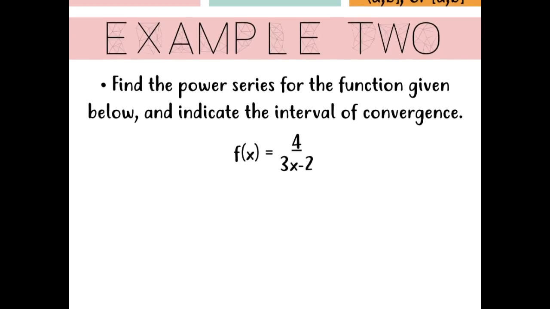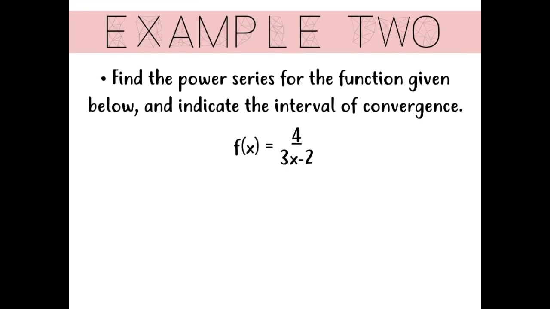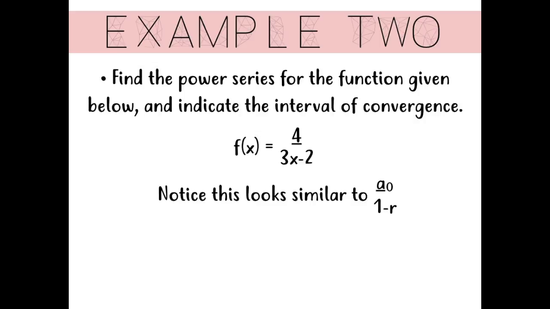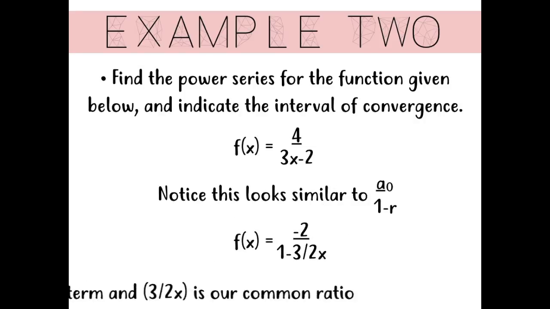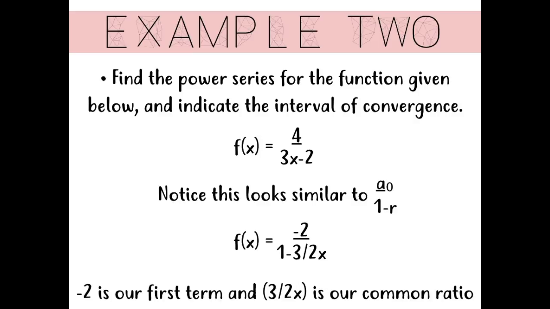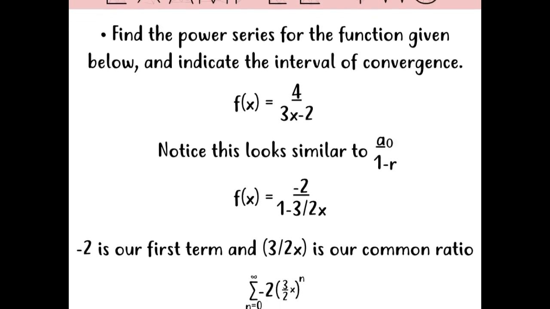Find the power series for the function given below and indicate the interval of convergence. So we're given f(x) equal to 4 over 3x minus 2. Notice this looks similar to what we used to find the sum of a geometric series. So now we need to divide by negative 2 to make it look more like it. So now we have f(x) equals negative 2 over 1 minus 3/2 x. So negative 2 is our first term and 3/2 x is our common ratio.